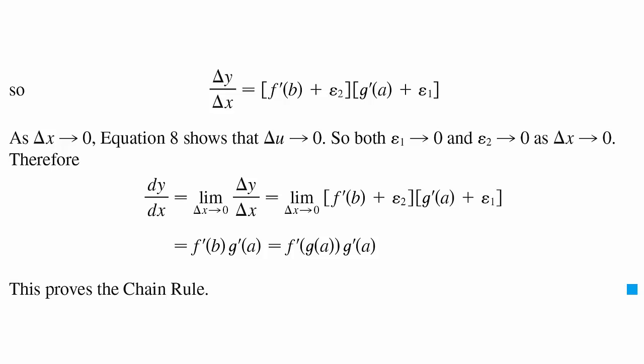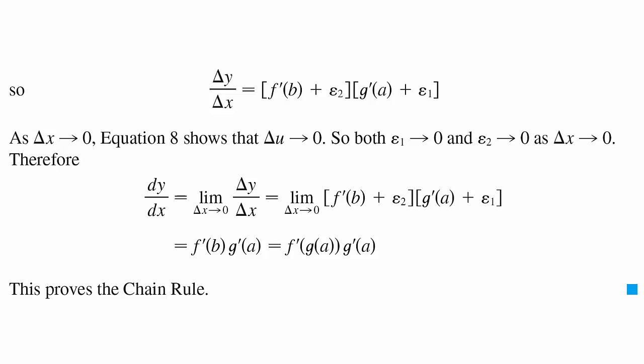But now that we have this in terms of what looks like the difference quotient, we can take the limit as delta x approaches 0. And remember earlier we said, since epsilon is a continuous function of delta x, that it tends towards 0, because if you plug in the limit as delta x approaches 0, the resulting epsilon is 0 as well. So these two terms, epsilon 2 and epsilon 1, are going to go to 0. And what you're left with is f prime of b times g prime of a.